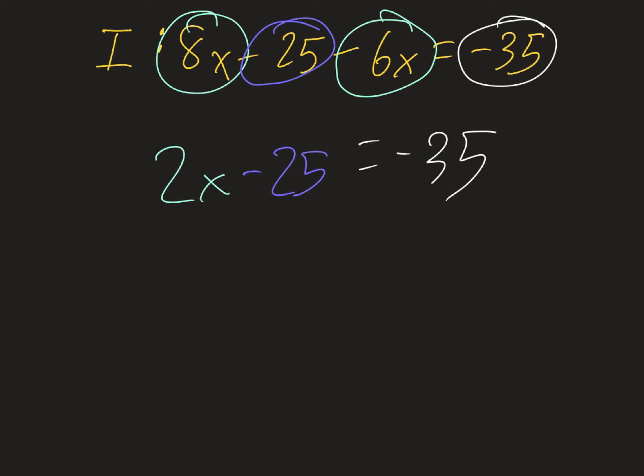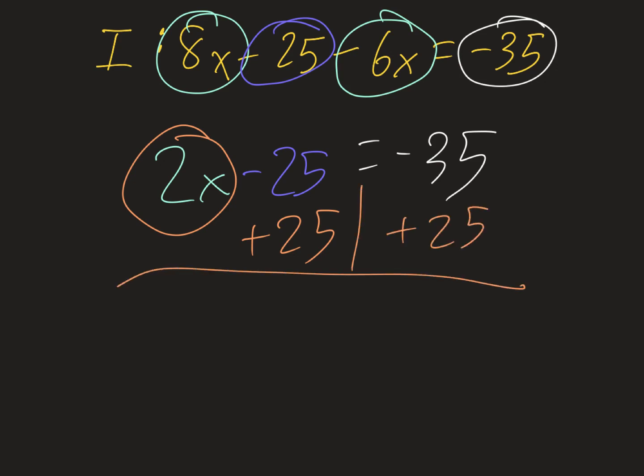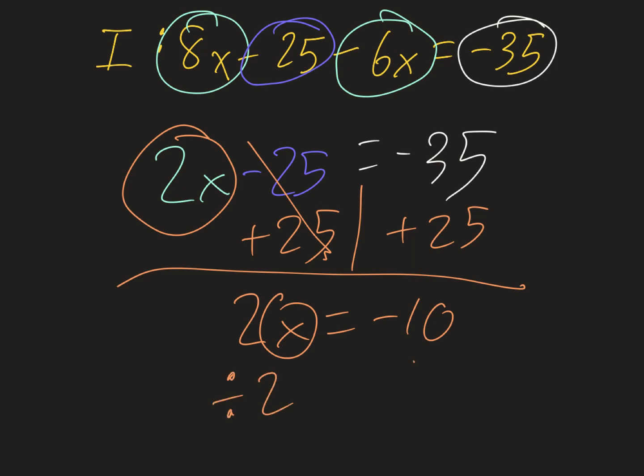To solve for this, we're going to do the inverse of subtracting 25, which is adding 25. And whatever we do to one side, we have to do to the other to keep it balanced. The negative 25 and positive 25 cancel, and we are left with 2x is equal to negative 35 plus 25, which is negative 10. Now, to get x by itself, we're going to do the inverse of multiplying by 2, which is dividing by 2, and whatever we do to one side, we have to do to the other, leaving us with x is equal to negative 5.